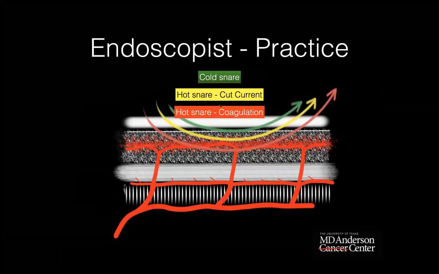And we also talked about the depth of injury. As you know, with cold snare, most of the depth of injury is either to the muscularis mucosa or just below. And as you increase the current with cut and coagulation, the depth of injury increases and the risk of bleeding increases.